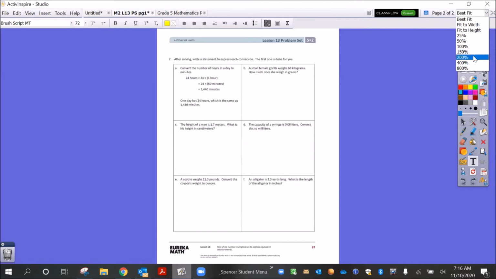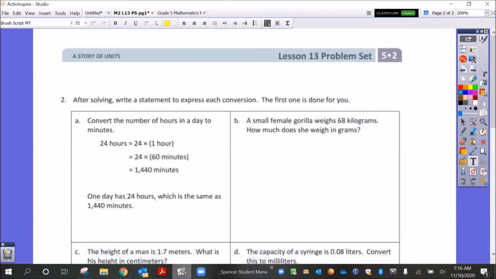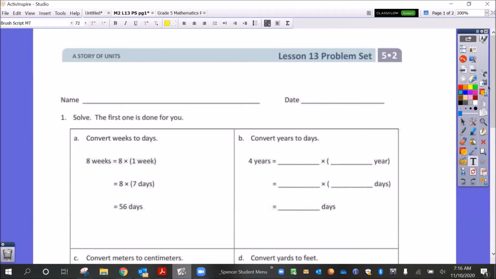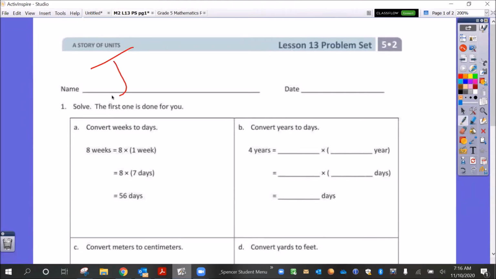Let's get our name on it. So we're going to be using the skills that, whoops, I'm on page 2. There's page 1. We're going to be using our skills that we've been working on the last couple weeks and transition them into this lesson. All right, so let's read the directions. It says solve. The first one's done for us.